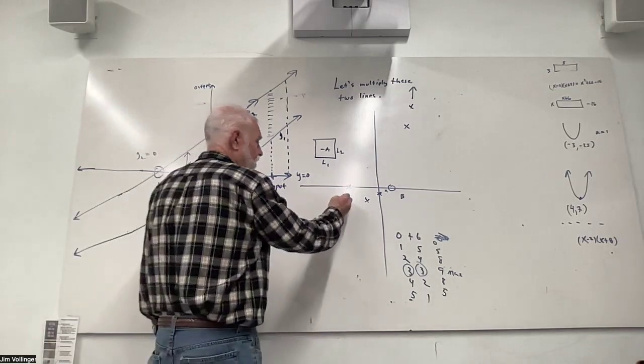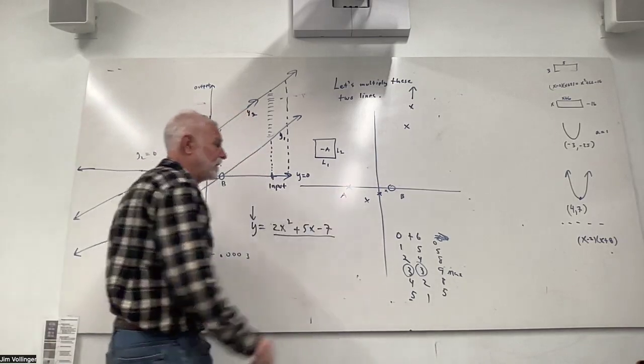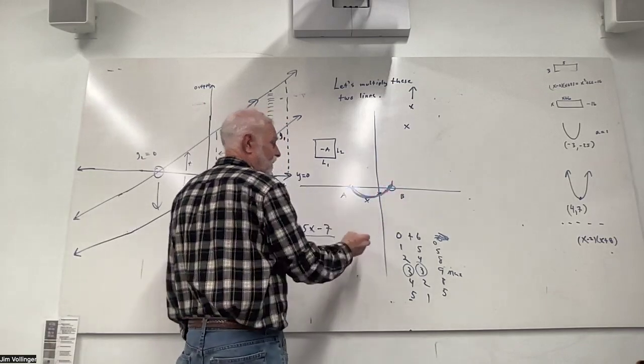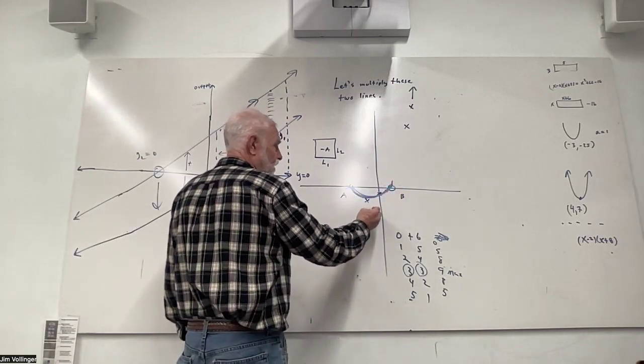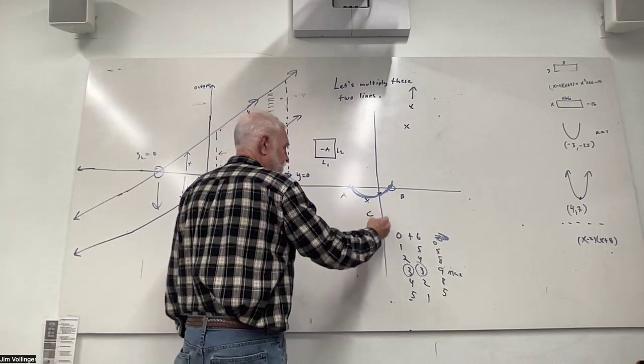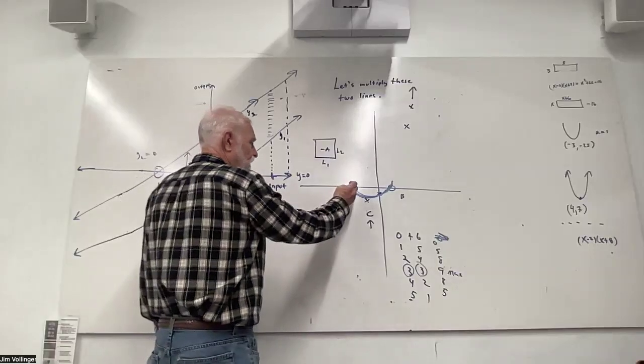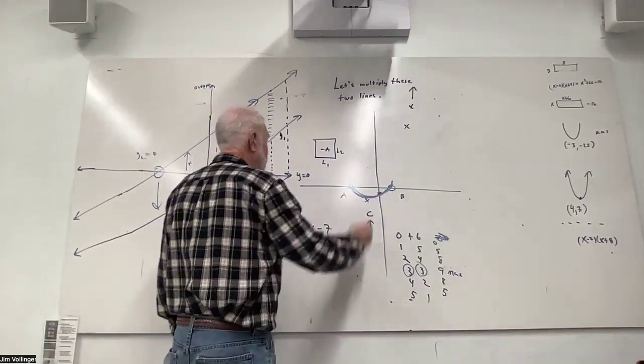And that's location A. And this minimum location, I hope you're starting to see what's coming about here. This minimum location we'll call C, right? So let's just say that that's coordinate A, coordinate C, coordinate B.